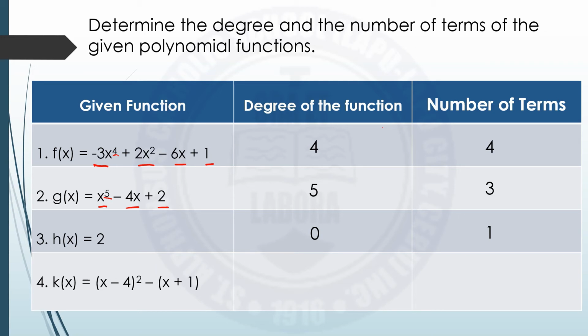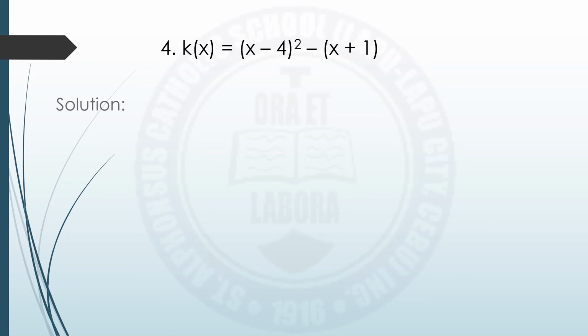This number 4 needs a computation to identify the degree of the function and its number of terms. In order for us to identify the degree of this given polynomial function and its number of terms, we are going to expand this function using some concepts in algebra. So here is the solution. First is to copy the given.